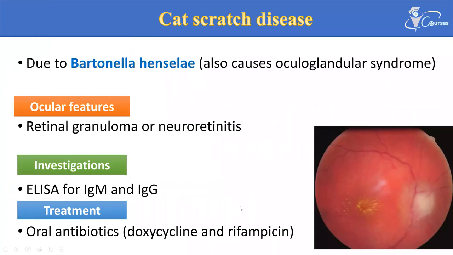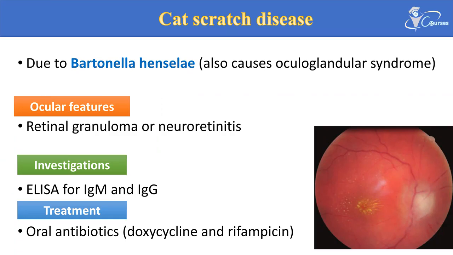Another infectious cause of posterior uveitis is called cat scratch disease. Cat scratch disease is caused by the organism called Bartonella henselae. Bartonella henselae also causes the other cause of chronic follicular conjunctivitis, called the oculoglandular syndrome. So oculoglandular syndrome and cat scratch disease are both caused by Bartonella henselae.